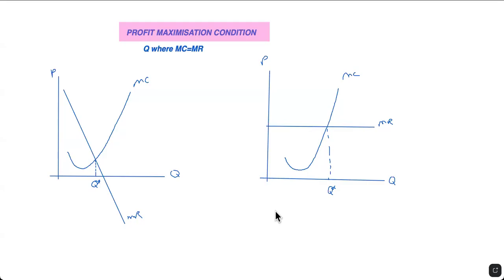Hi, in this video, I want to discuss the profit maximizing condition for both monopolies, or firms with a downward sloping demand curve, let's just say monopolies, and perfectly competitive firms. So we will learn why the profit max condition is where MC equals MR for both of these cases.